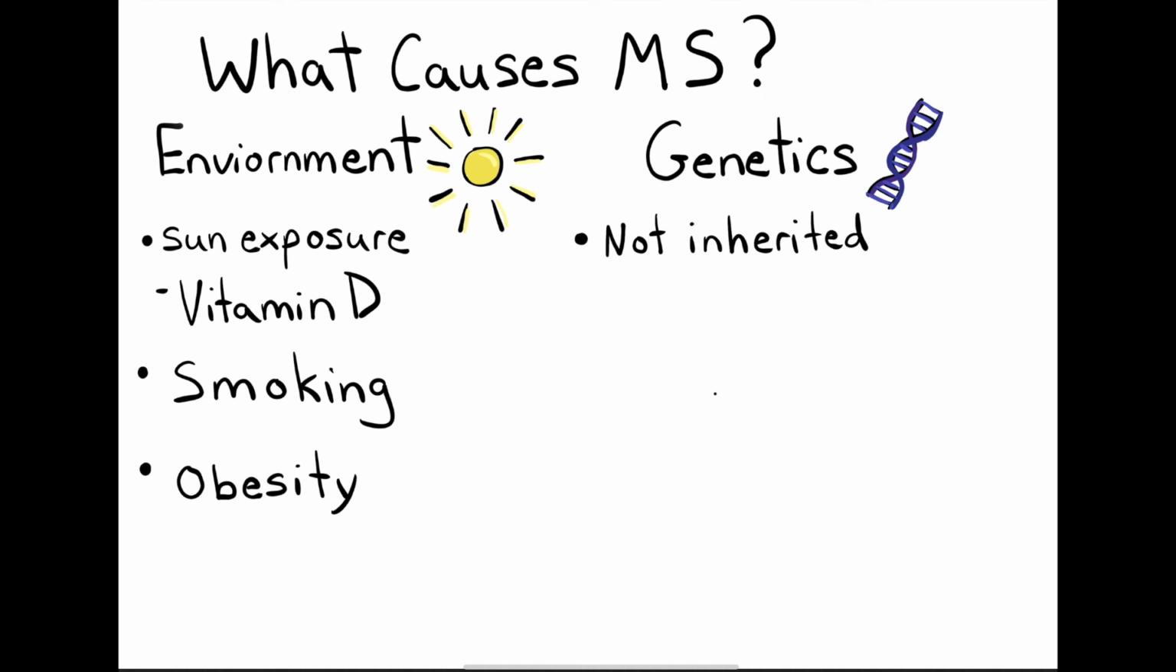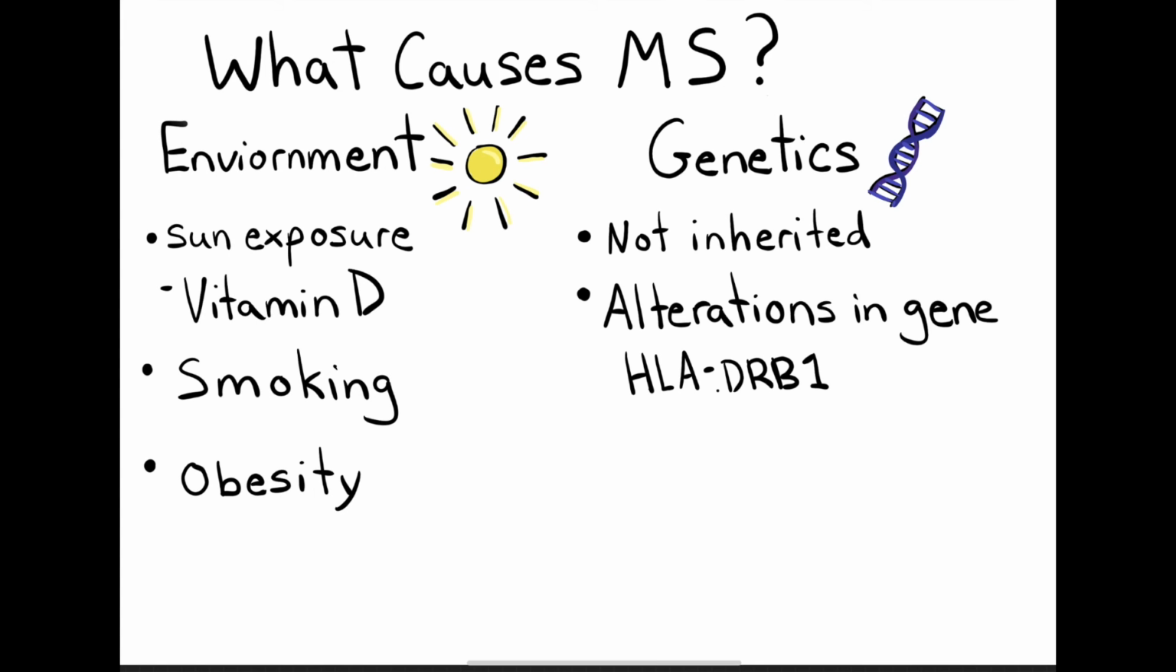There's still a lot that's unknown about the genetic factors of MS, but 200 genes have been identified that each contribute a small amount to the overall risk of having MS. And more specifically, alterations in the gene HLA-DRB1 have the strongest genetic risk factor for developing MS.